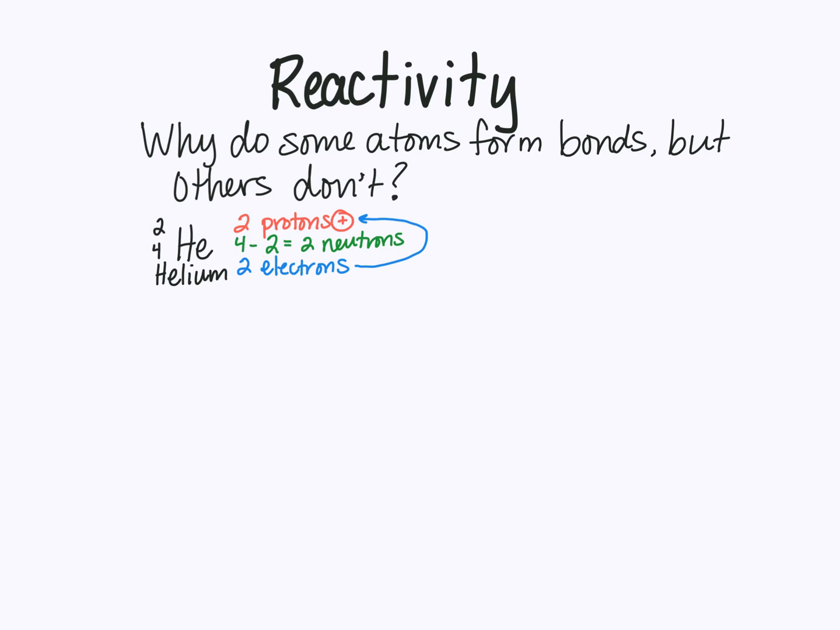So if we were to draw a model of an atom of helium, we would put the 2 protons in the middle, in the nucleus, put the 2 neutrons in the nucleus, and we'll put a little dotted line to signify the nucleus. And then we need to draw the orbitals. And so remember, the orbitals are where the electrons are. So we'll start by drawing our first orbital. And remember that the first orbital can hold a maximum of 2 electrons, and helium has 2 electrons.